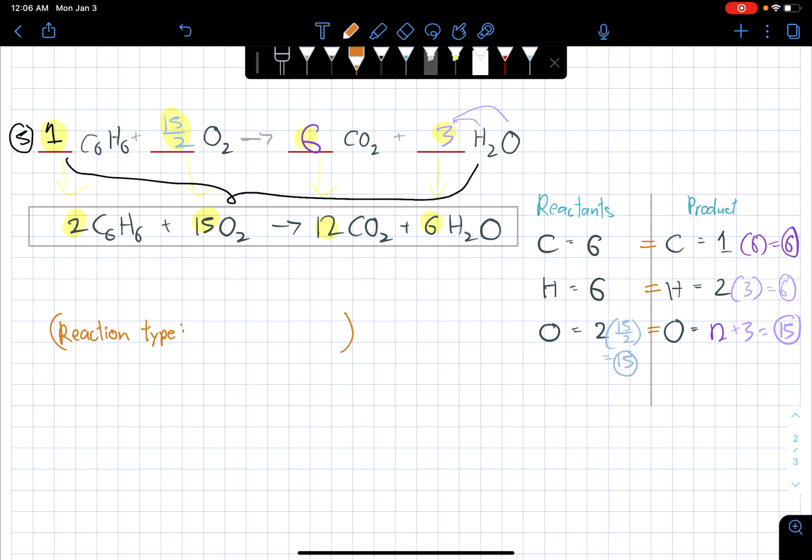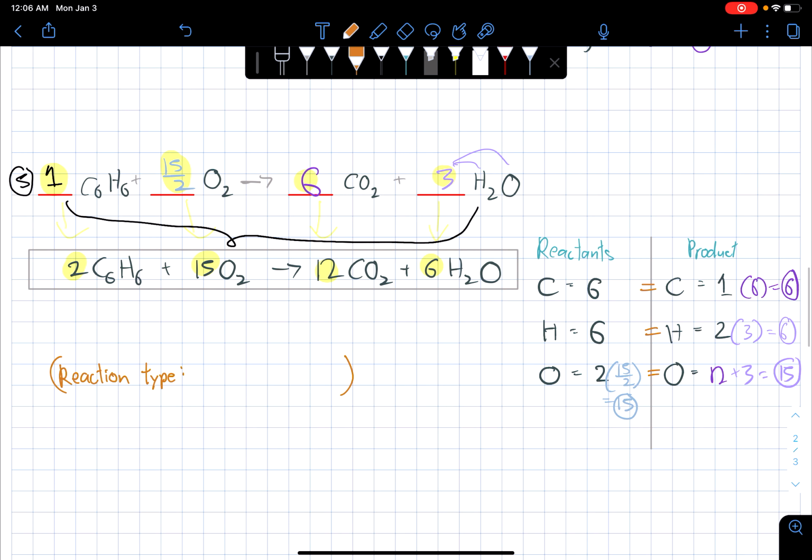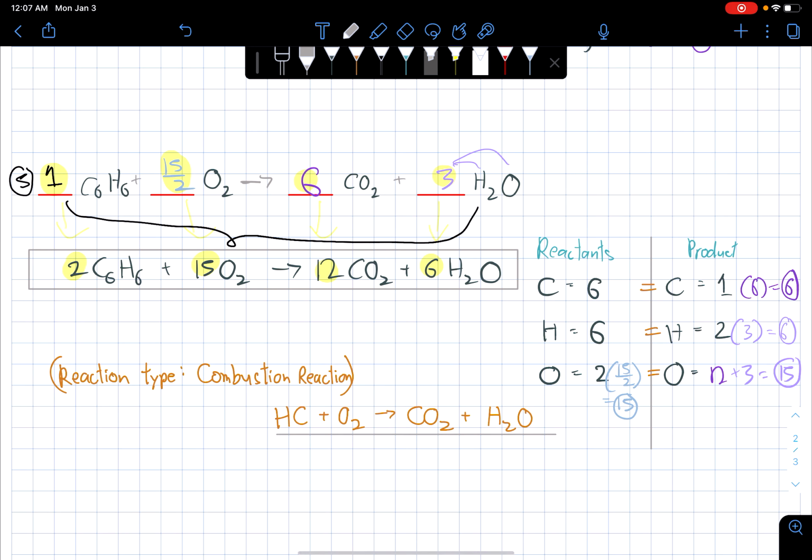For the reaction type, if you've understood the video that I had last time about types of chemical reactions, the last chemical reaction, which is combustion reaction, you can identify this with its format, which is basically any chemical equation with a pattern of HC plus O2 is equal to CO2 plus H2O. So if you haven't known about this yet, you might want to watch it.